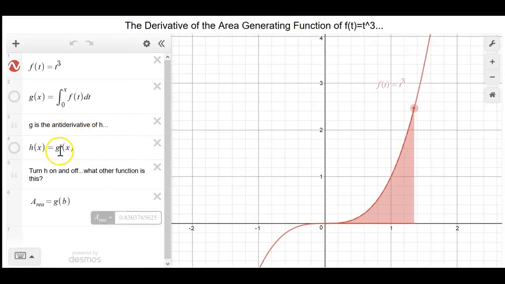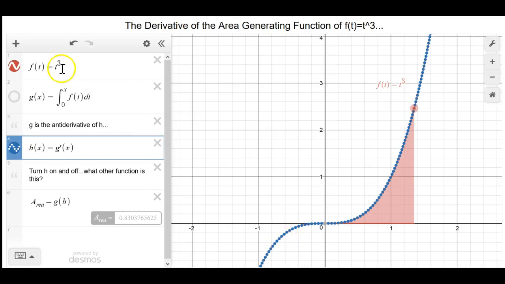Now look what happens if we take the derivative of g. I'm going to let Desmos do that for me, and I'm going to set this new function h to the derivative of this area function. So when I turn on the graph of h, it's this blue dotted graph. And you can see that the graph of h is the same as the graph of f.